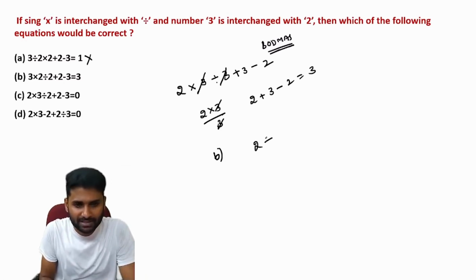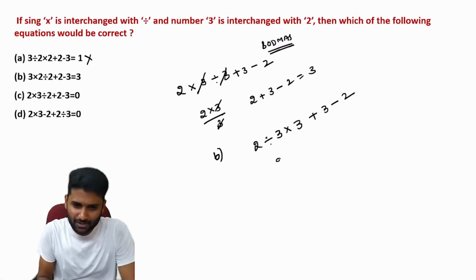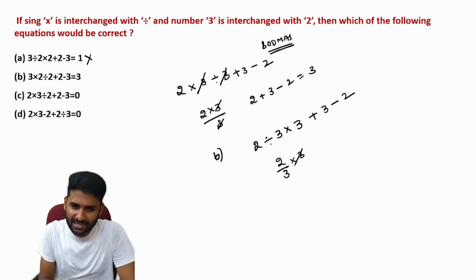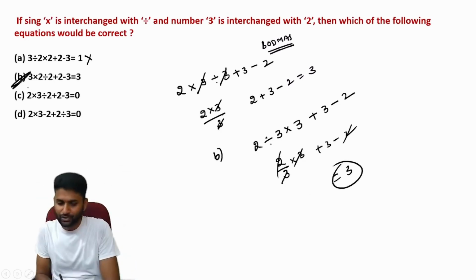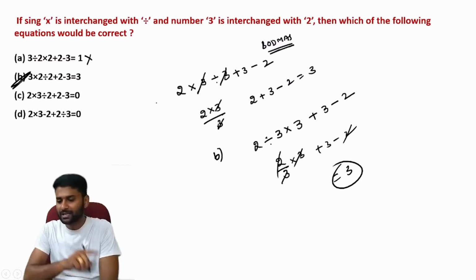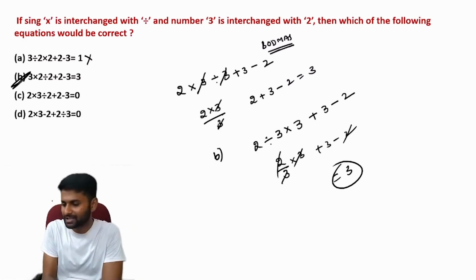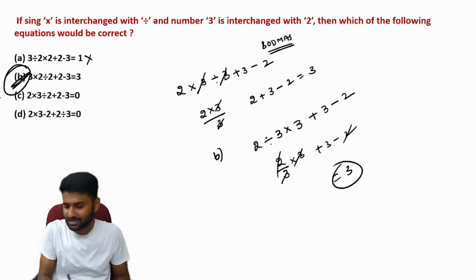2 divided by 3 into 3. So plus 3 minus 2. So 2 divided by 3 into 3. 2 divided by 3 and into 3. So just cancel. 2 plus 3 minus 2. 2 cancels, then the value becomes 3. Guys, sorry, B is the correct answer. You should replace properly, guys. Multiplication should be replaced with division and 3 should be replaced with 2. Then only you will get the perfect option. So B is the suitable answer.